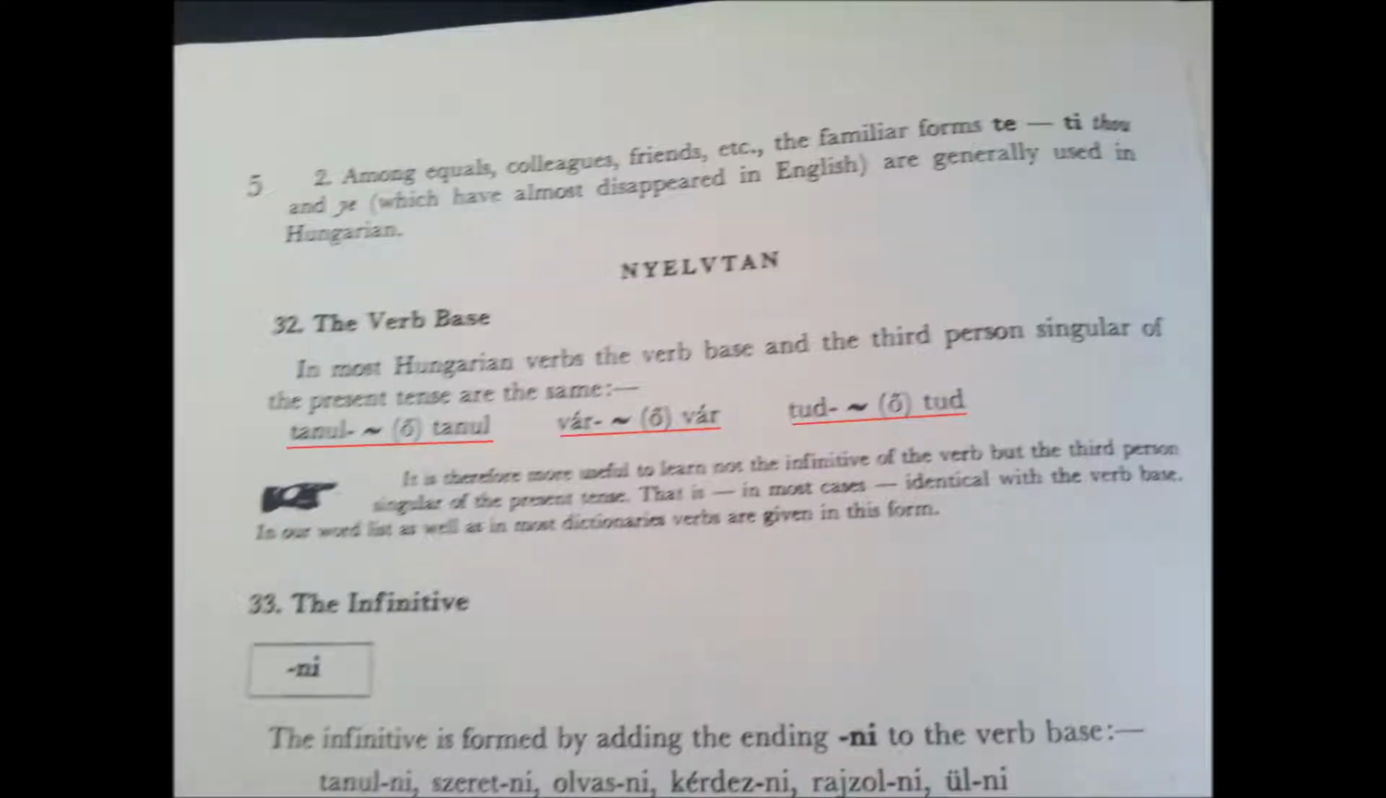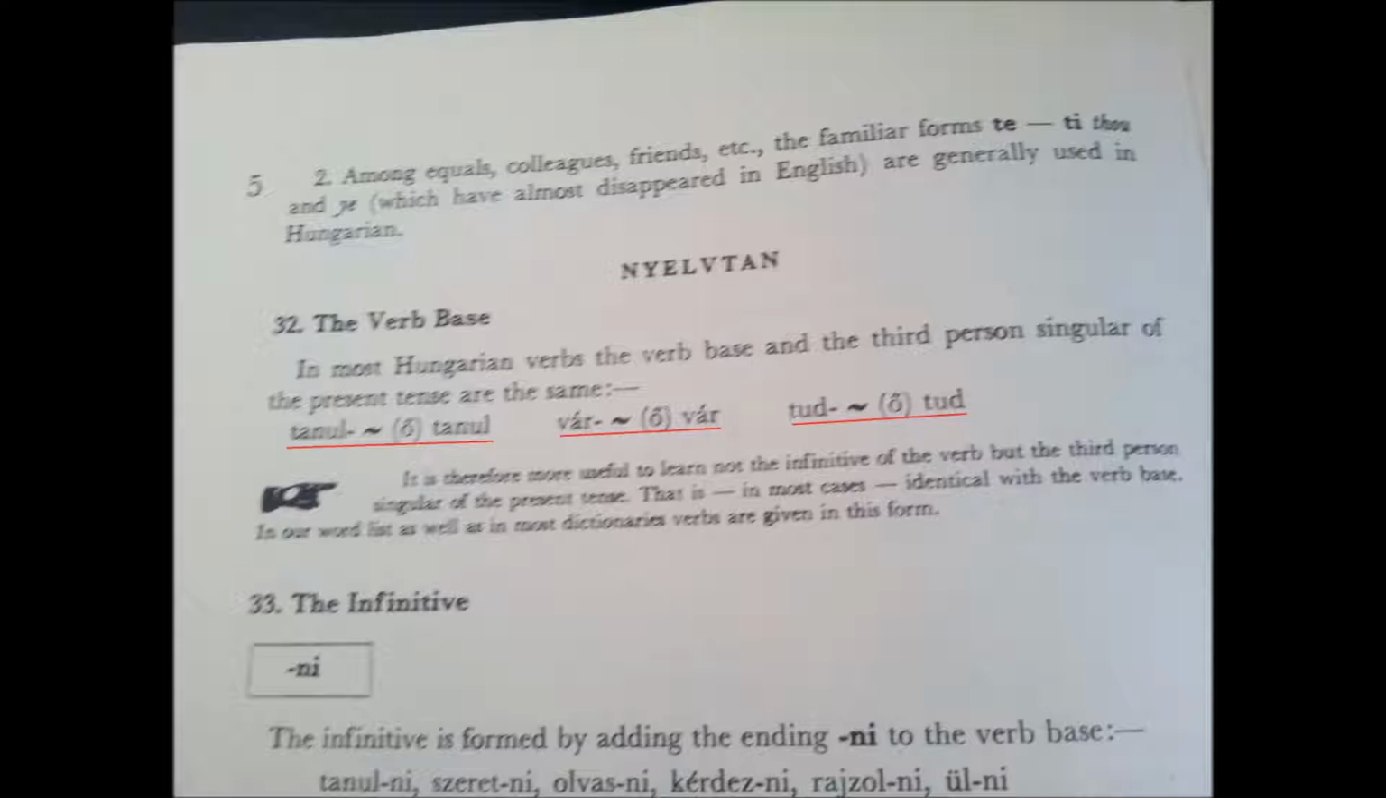Turn the page to page 86. The verbs, the verb base and the third person singular are the same. Tanul, meaning learning, is the same as he or she learns. Tanul. Same thing with vár, wait, to wait, and tud, can.